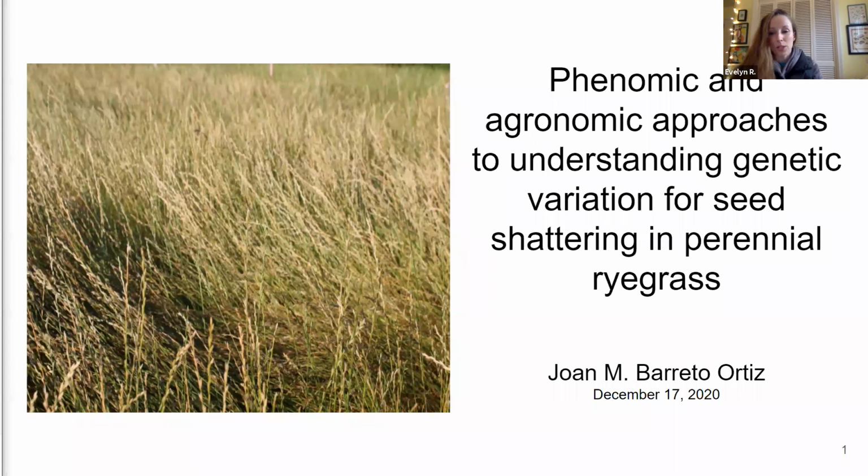His current work focuses on the genetics of seed shattering, as well as the development of imaging tools to facilitate genetic studies in perennial ryegrass. In his spare time, he likes playing the guitar, bass, as well as cooking, biking, and perhaps most surprisingly, going for winter walks.